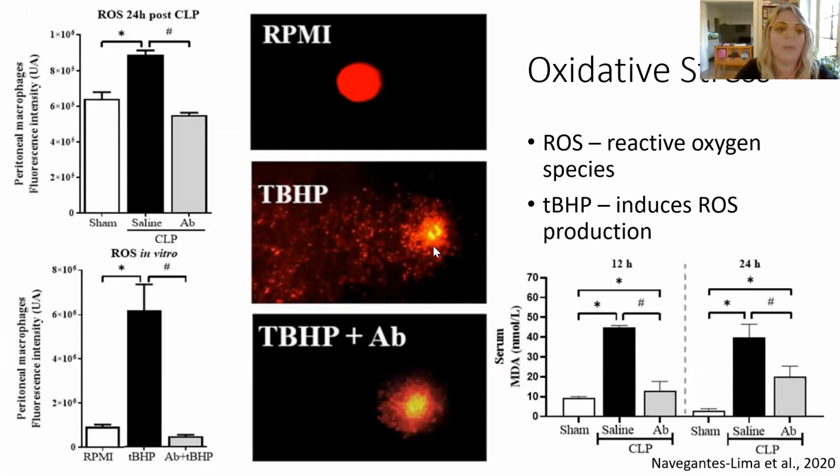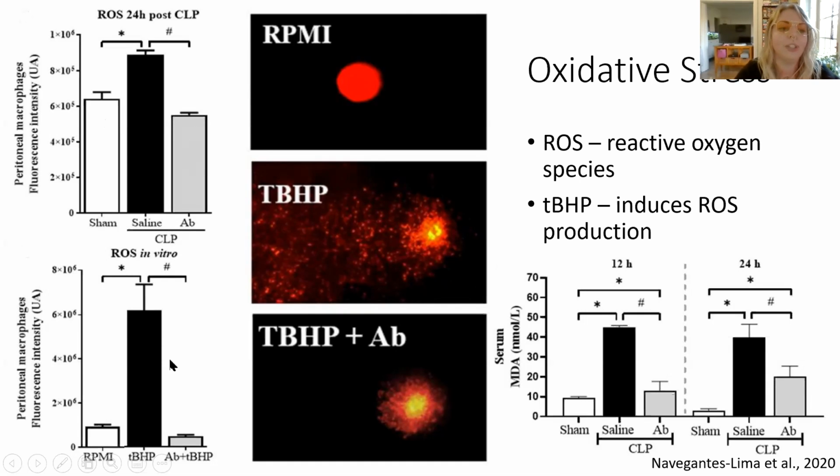So next, they wanted to look at whether or not the agaricus treatment could reduce oxidative stress markers like reactive oxygen species, DNA damage, and MDA. And so the top is peritoneal macrophages taken from mice and analyzed for the production of reactive oxygen species. And they saw a decrease slightly below sham levels in ROS production 24 hours post CLP.